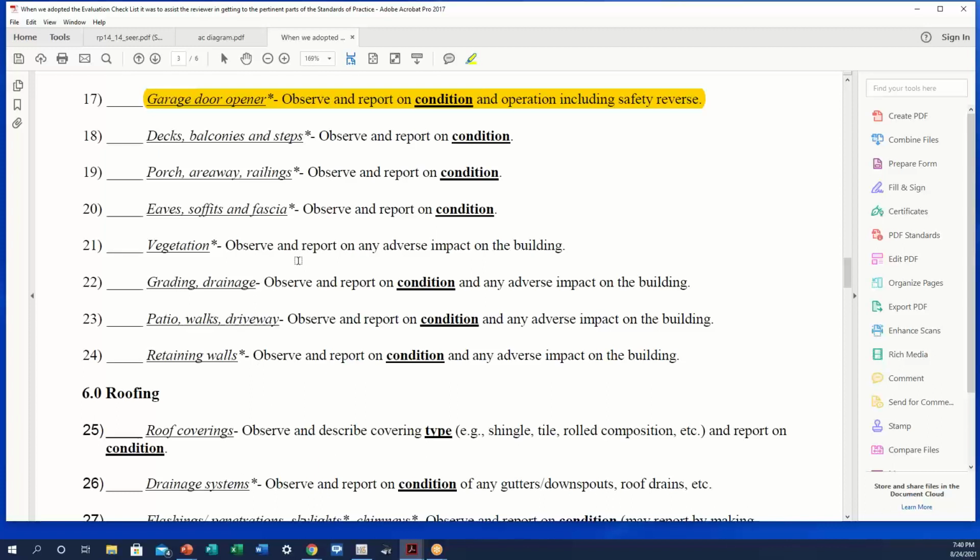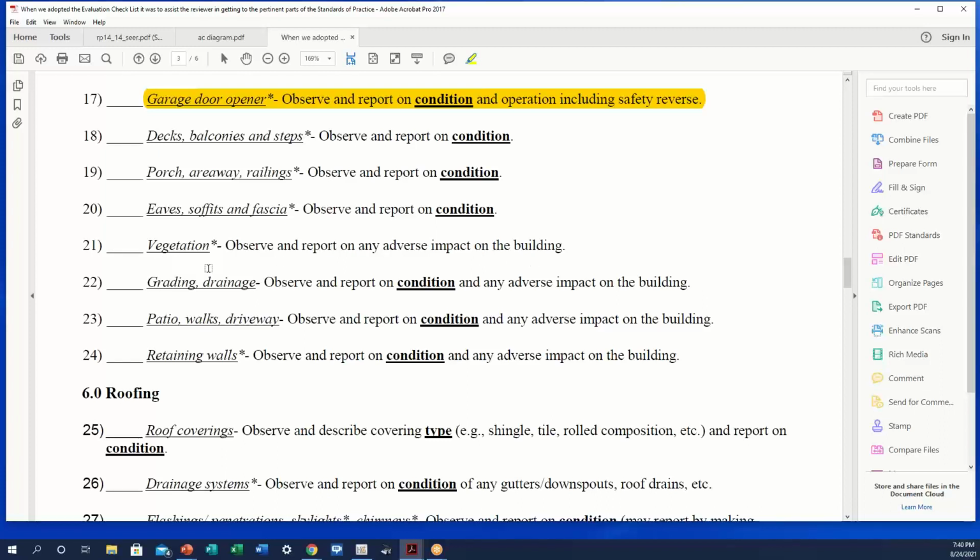Okay, vegetation. This is one I cannot believe how many complaints there are. If there's a tree branch rubbing against the roof, are you going to write it up or not? Yes. Okay. And it says right here, observe and report on any adverse impact on the building. Well, it's touching the building. It's rubbing against the house. It's leaning towards the house. But a lot of people will say vegetation is impacting the building.